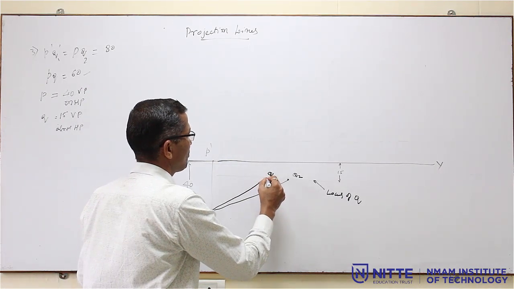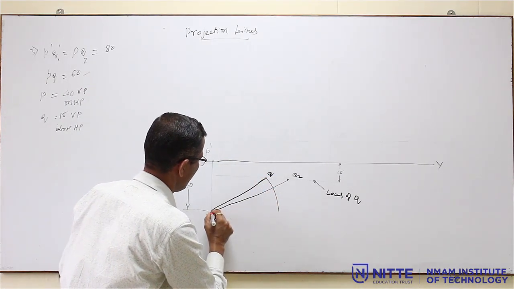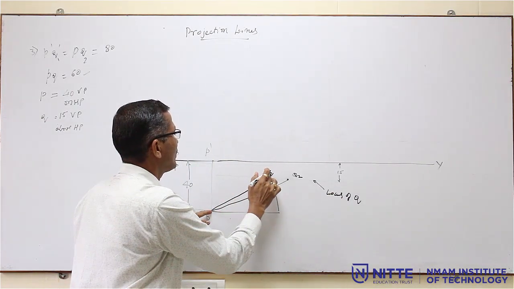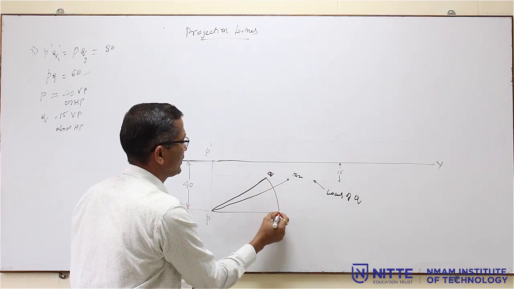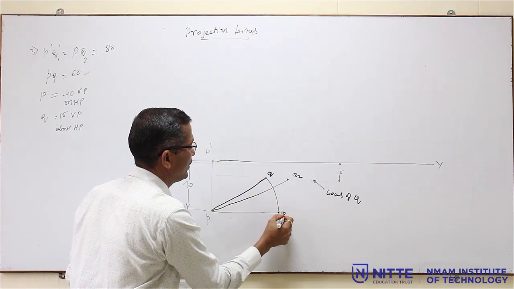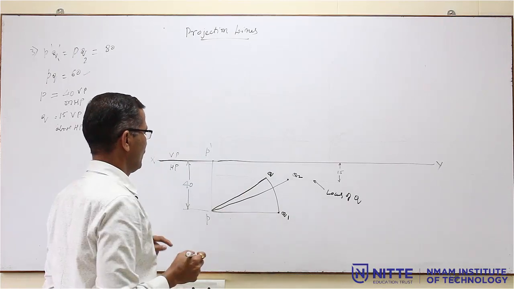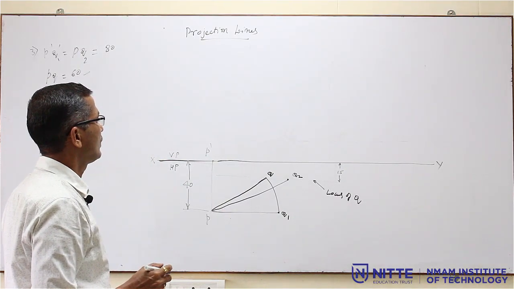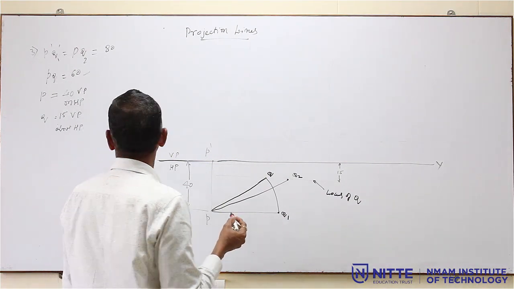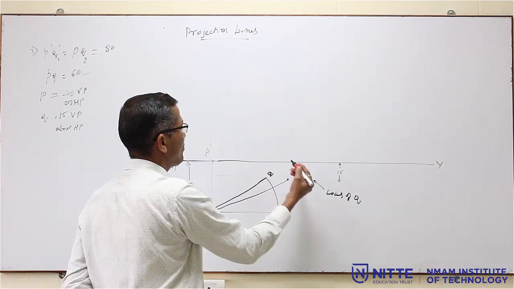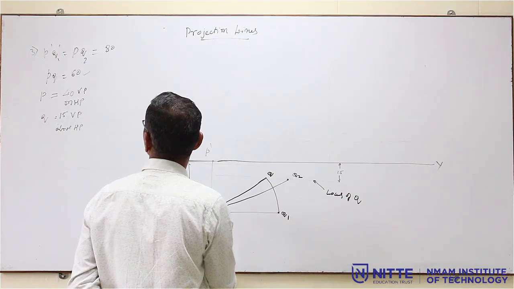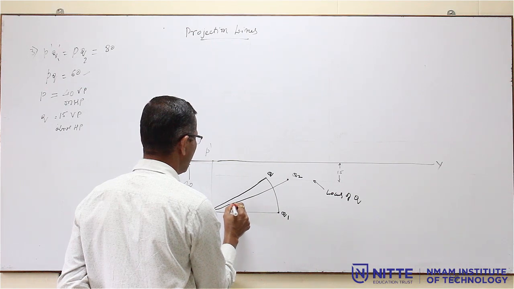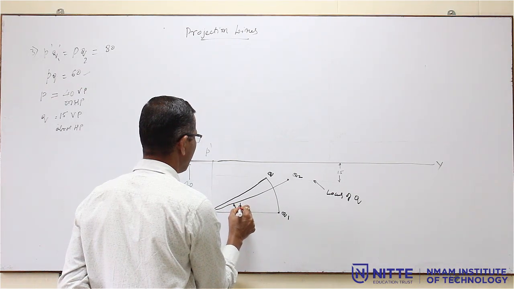Then you locate the point Q1 also. How? Draw a horizontal line, and from P as center, with PQ as radius, draw this arc. You are going to get a point here. This is Q1. Now, we have to get the front view. So, the top view part is complete. If you measure this angle, this will be phi.